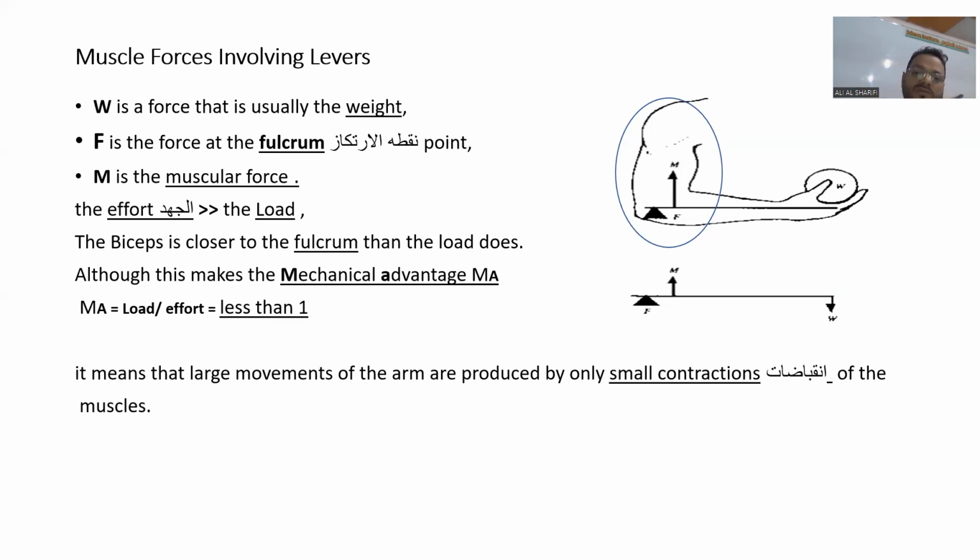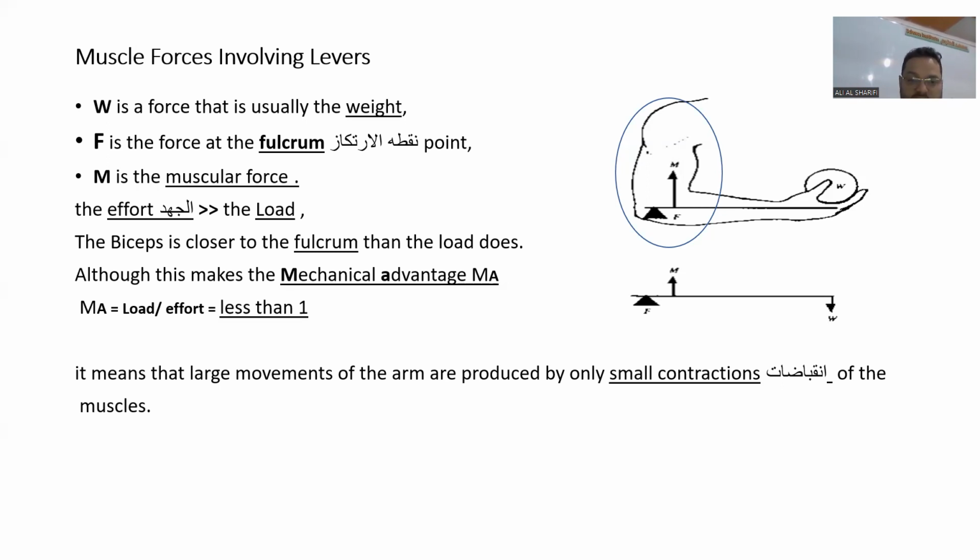The biceps is closer to the fulcrum. Here, it's specific information. Why? It's important. When the fulcrum point is near the specific muscles we use, that makes the effort of these small muscles bigger than the load. This is the main point, although this makes the mechanical advantage less than one. That's what we need.